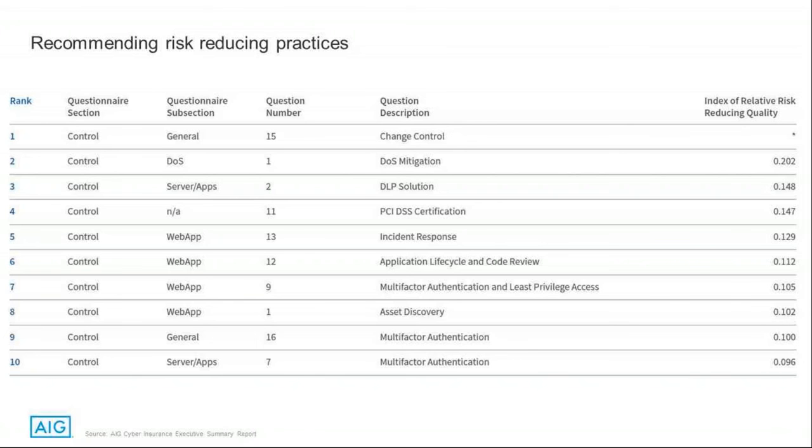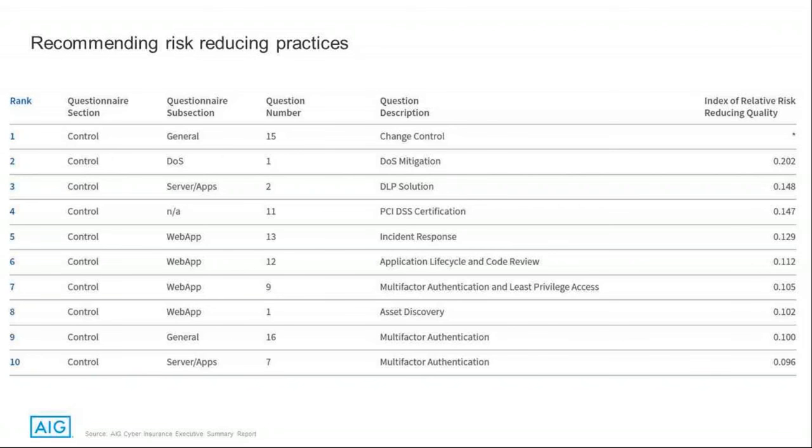And it seems in this particular example, they've gotten to where they are today without having proper change control implemented. So implementing a good change control is the most effective and efficient security control that this particular enterprise could invest in. And then if you look further down the list, you see things like denial of service mitigation, data loss prevention, PCI DSS certification, and so on. But looking at the numbers on the right, whereas the change control is the highest ranked security control to implement, the next one is already only 1/5 as effective as change control.